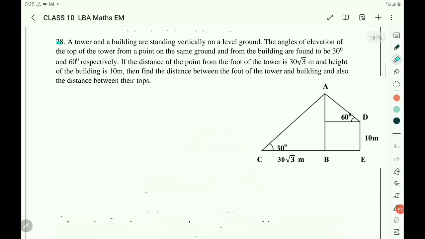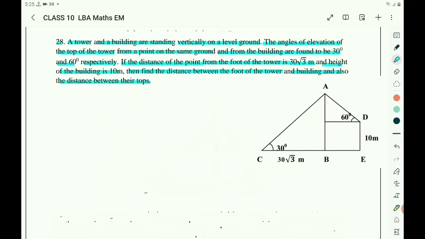Question number 28. A tower and a building are standing vertically on a level ground. The angles of elevation of the top of the tower from a point on the same ground and from the top of the building are found to be 30 degree and 60 degree respectively. If the distance of the point from the foot of the tower is 30 root 3 meter and the height of the building is 10 meter, then find the distance between the foot of the tower and the building and also the distance between their tops.